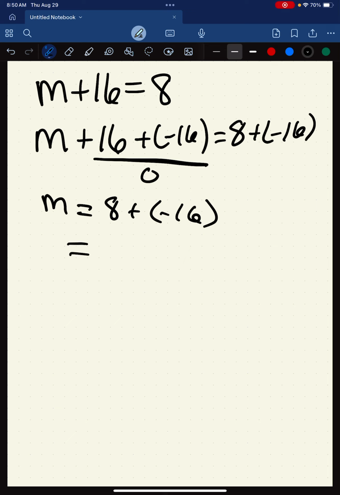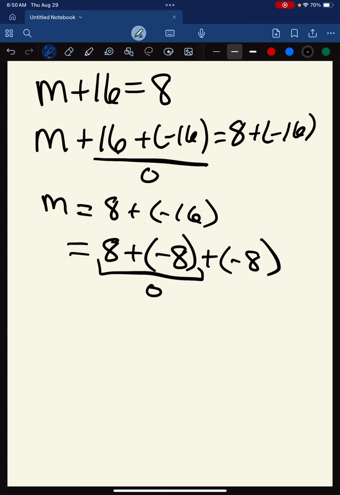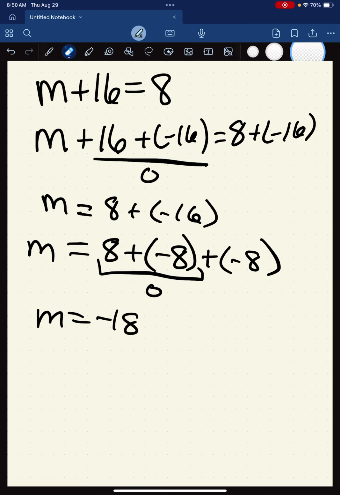Go 8 units to the right. We can break that apart. Negative 16 is 8 units to the left, plus another 8 units to the left, right? These two make 0, and we're left with negative 8. I don't know why I wrote 18. Left with negative 8.